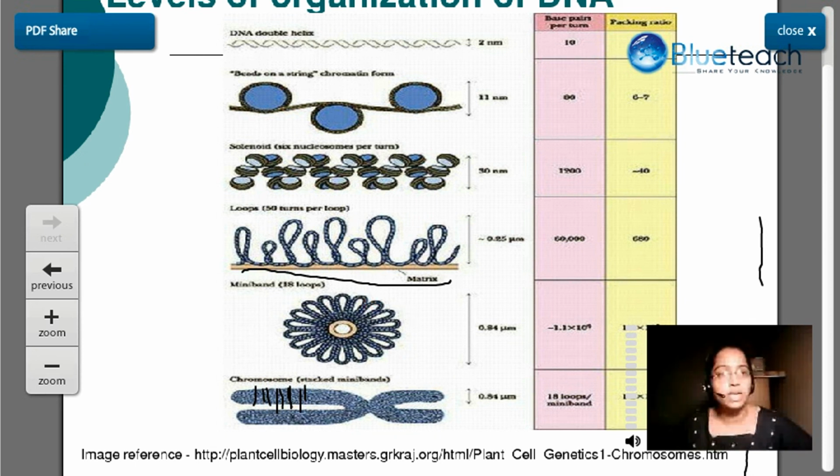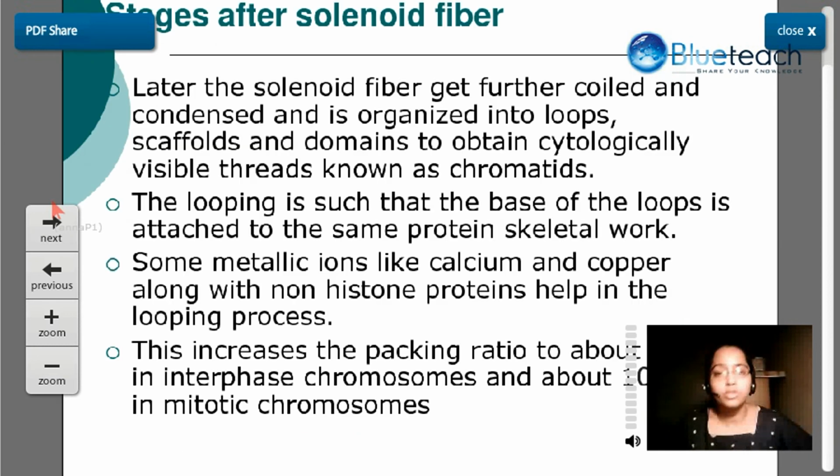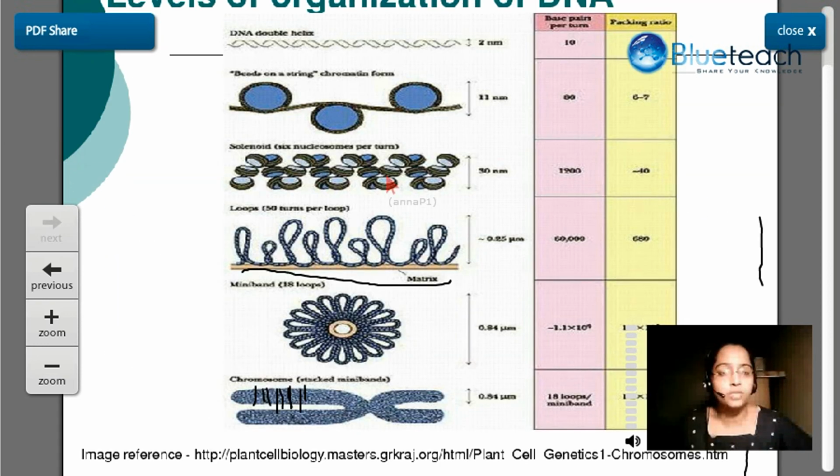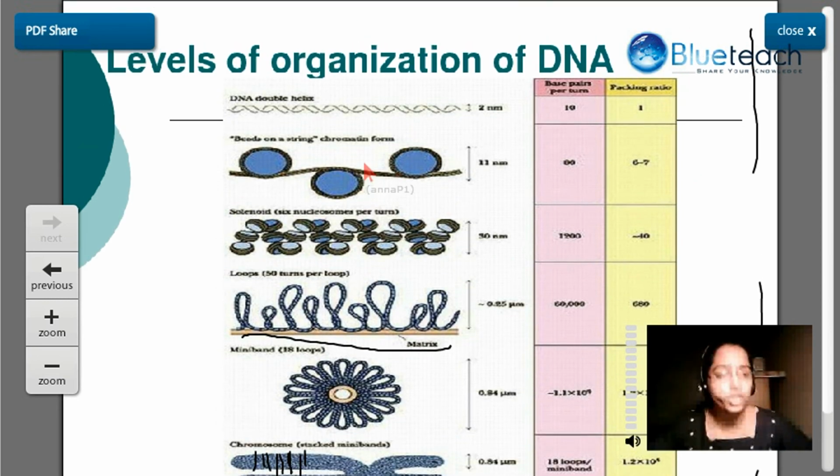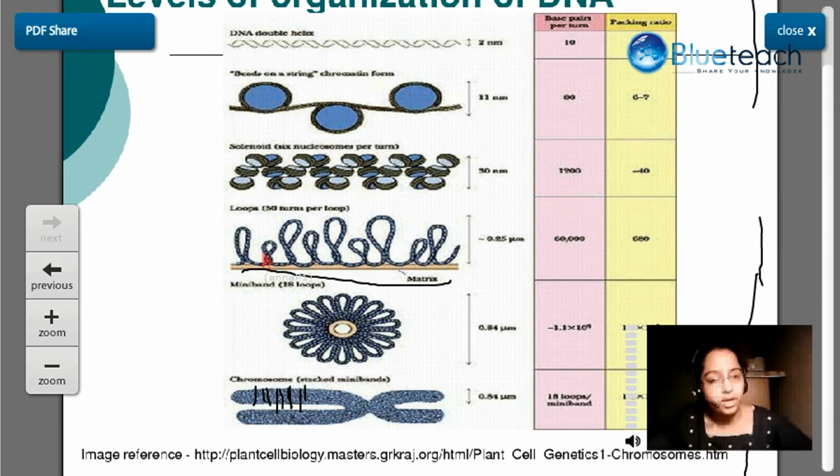So moving to the next slide. This brings an end to my discussion, wherein I have discussed the various stages or levels of organization through which the DNA undergoes in the case of eukaryotes, so that it can get well accommodated within the compact nucleus. The various levels of organization start from beads on the string and end up forming a chromatid or a chromosome, a highly compact chromosome.